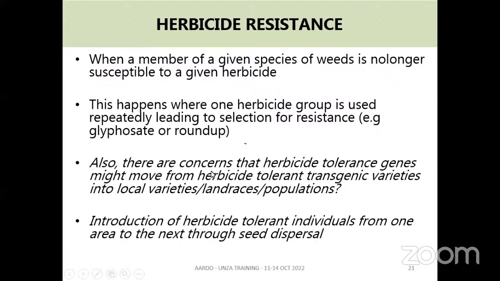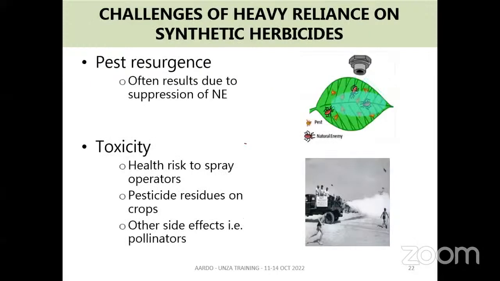So there's been a concern that some of these Roundup tolerant genes that are put in these GMO hybrids might end up in local varieties, and so on. Another possible way could be, maybe somebody accidentally moved a plant or an individual that has herbicide resistance from one place to another, and then it ends up multiplying. Before long, you have this resistance showing up.